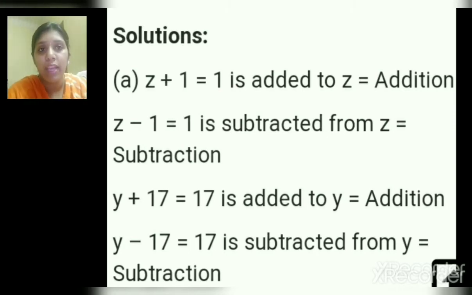Clear children? Now next one, y plus 17. The operation used is addition, and 17 is added to y. That is how we have to tell how the expression has been formed. Next one, y minus 17. What is the operation used? Subtraction. And the expression has been formed as 17 is subtracted from y. Clear children?